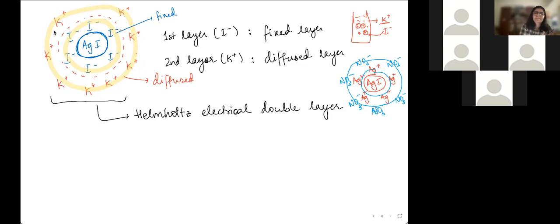That's all it is. Now, which charge, whether positive or negative, varies from colloid to colloid. If it's a positive colloid, here there will be all positive charges, and it attracts the negative charge. And if it's a negative colloid, here there will be all negative charges, and it attracts the positive charge. So that varies from colloid to colloid. Where is this charge coming from? That also varies from colloid to colloid.